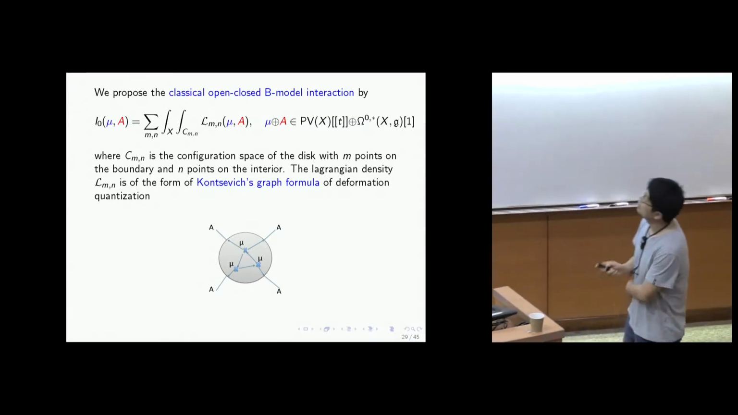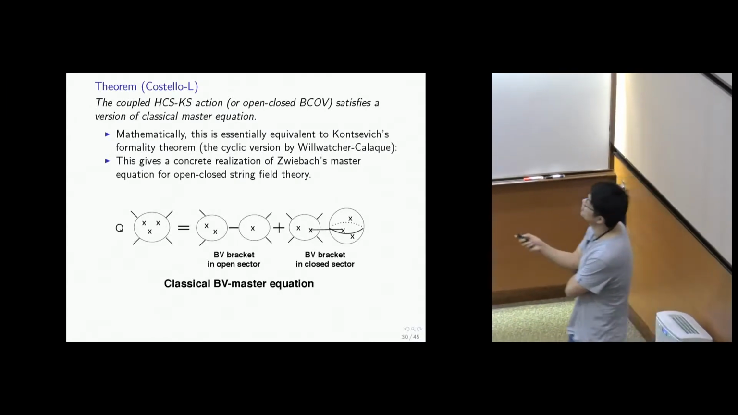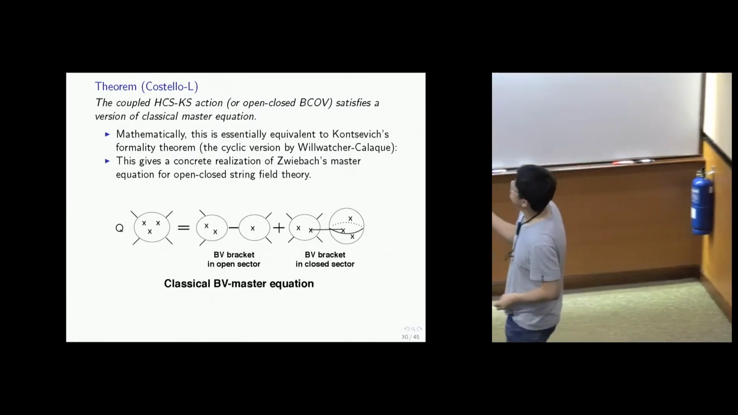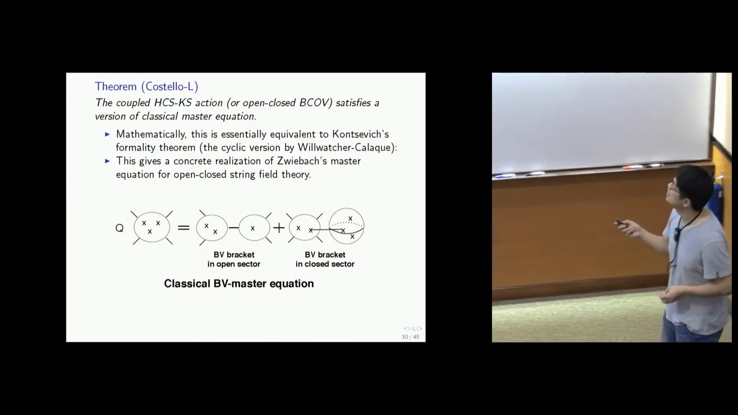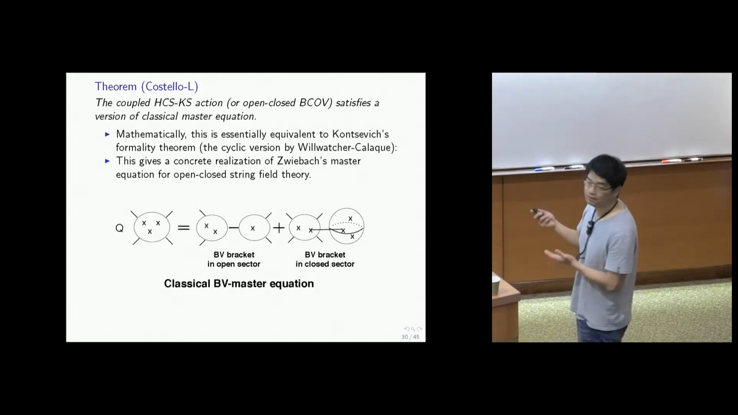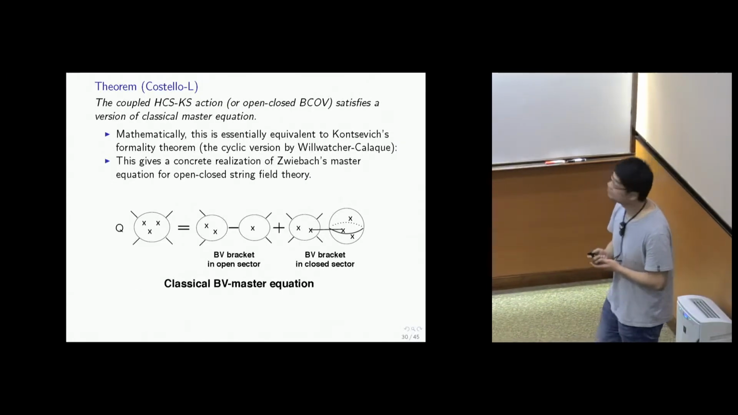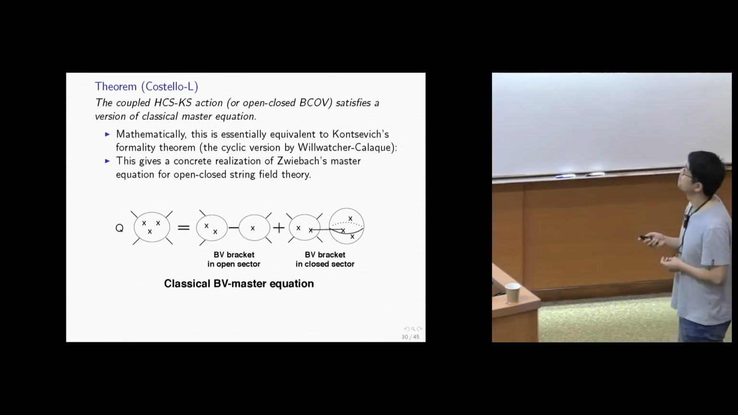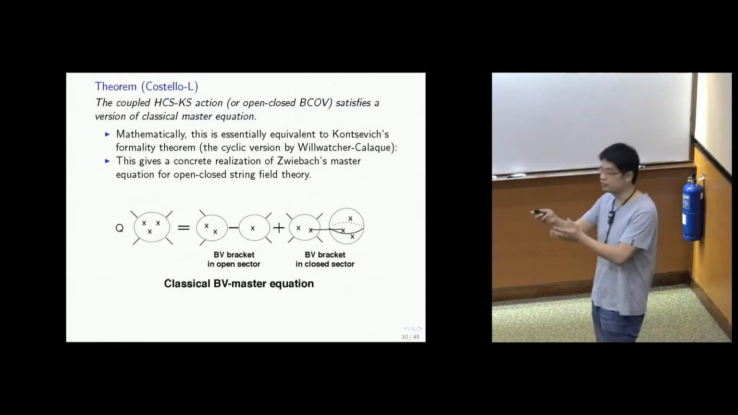For example, this action functional satisfies the classical master equation of this type, like this is a disk amplitude, and you take a Q operator. It comes with this BV bracket in the open string sector and the closed string sector. And somehow this classical master equation, mathematically, is essentially equivalent to the Kontsevich formality theorem, but it's a cyclic version. And basically that's how you need to collect all of these configurations.